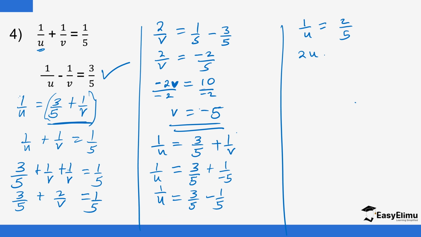So 2u is equals to 5. You cross multiply, the two are equal. So divide both sides by 2. So u is equals to 2 and 1 half. So we have v as negative 5 and u as 2 and 1 half.